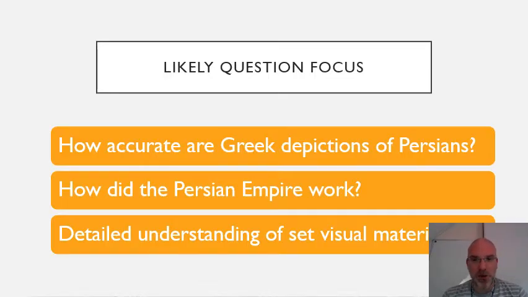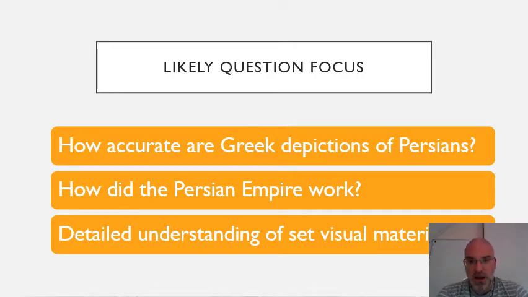So where will Persian reality come into the course? Well, it'll probably be used as evidence for a variety of different questions. Those sorts of questions will be things like, how accurate are Greek depictions of Persians? So you'd be comparing Herodotus, Aeschylus, and Greek pottery with some of the Persian visual materials and a couple of other sources that we're going to study. So I think that'll be one area in which this question could be used.